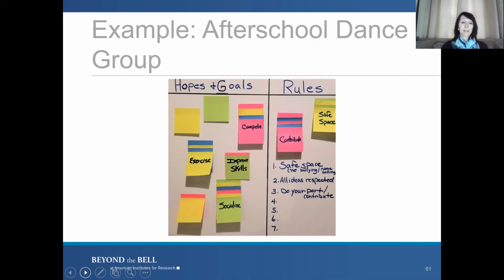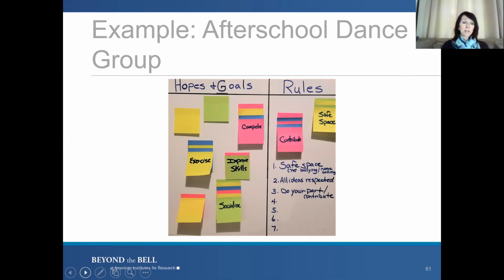You can decide, do they get 2, do they get 3, is it open-ended? It's really up to you. How many Post-its do you want to wrangle in a little bit? It can get a little unruly. The hopes and goals chart paper does not look this neat at first, but that's okay.